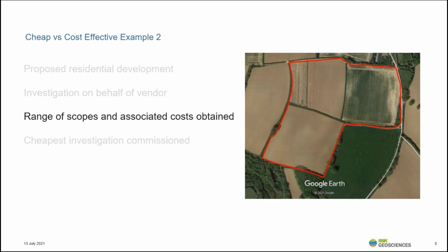Often in this scenario, a range of scopes and associated costs are obtained because, as with most things, everyone has slightly different ideas about the best way forward to do this. And let's imagine in the scenario that it's a pure numbers comparison, that the cheapest investigation is commissioned and there's no consideration around anything else.